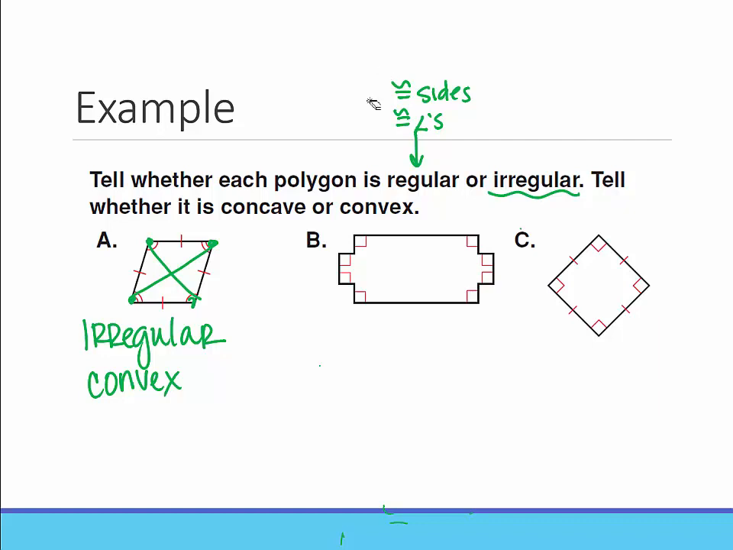This next one here, take a look at the sides. It doesn't tell us anything about equal sides, but we have all of these equal angles here. So even though it has the angle part down, that doesn't help us with regular because it doesn't have equal sides. So this one is also irregular. And then let's talk about concave or convex. Remember, you got to find 2 vertices that when you draw a diagonal through them, they're outside of your polygon. And in this case, it has 4 diagonals that would be outside. So this is also concave.